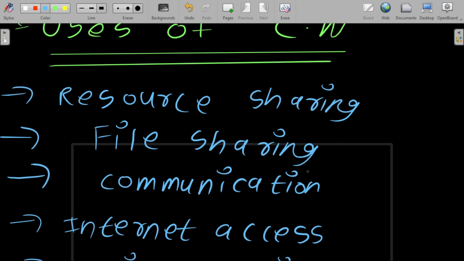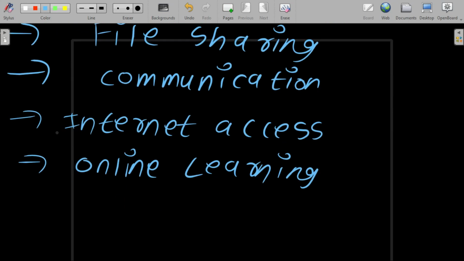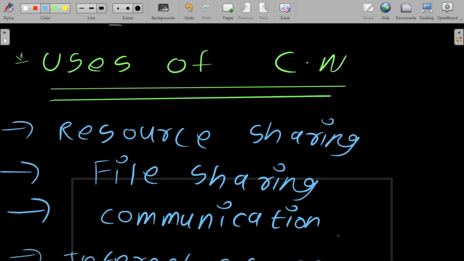Example, emails, video calls, online meetings, messaging apps. Then internet access. Networks allow devices to connect to the internet. Example, your phone and laptop both use the same Wi-Fi connection. That's one of the examples of internet access. Then online learning. Students can attend classes from anywhere. Example, watching educational videos on YouTube. So these are some uses of computer networks.